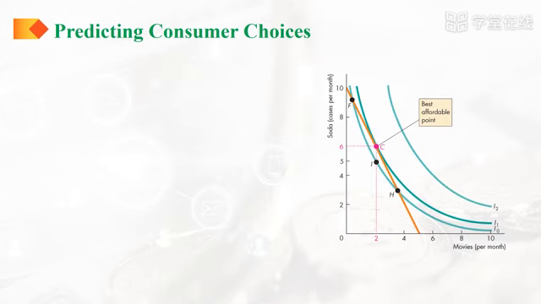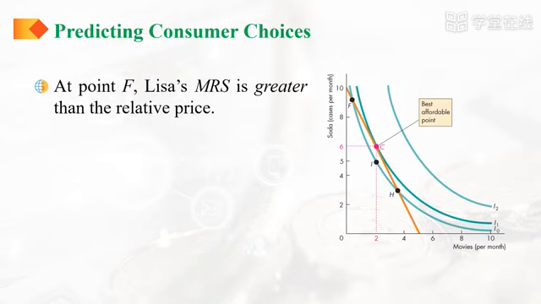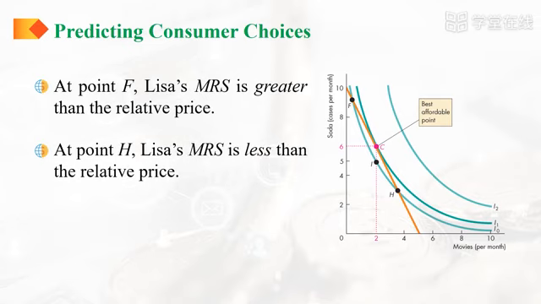Then how about the MRS, the marginal rate of substitution, at all points? At point F, Lisa's MRS is greater than the relative price, that's the price of a movie over the price of a case of soda, PM over PS, which is also the slope of the budget line. It indicates that Lisa will prefer to consume more movies and less soda in order to obtain more total utility within her budget constraints. This is the move from point F to point C in the graph, and vice versa.